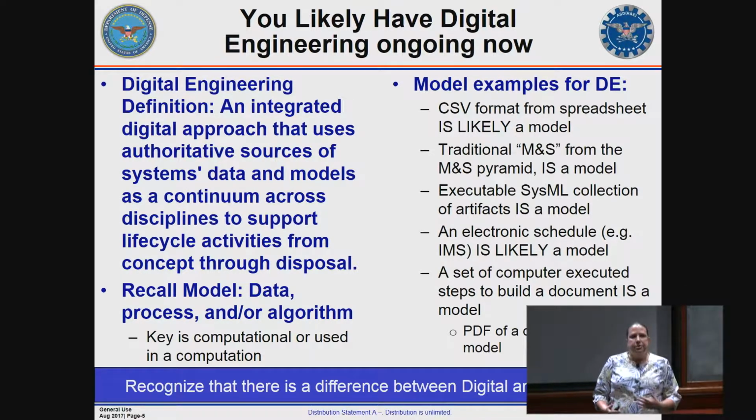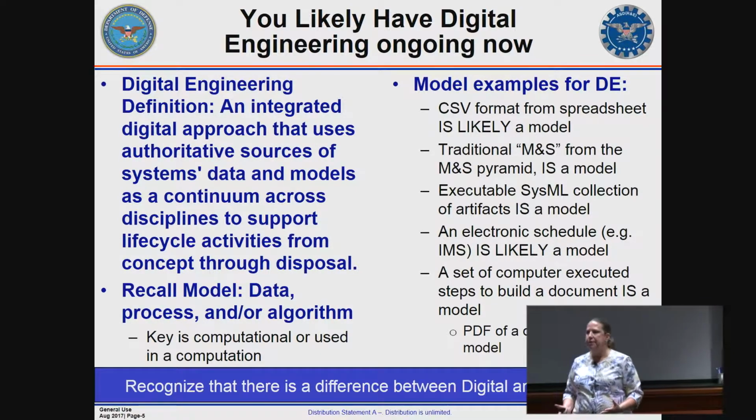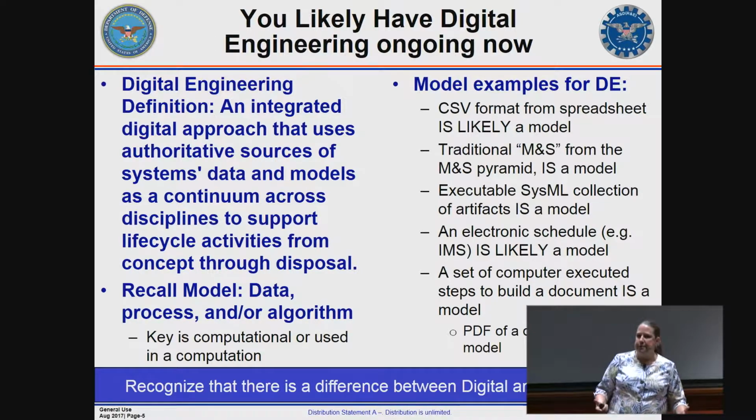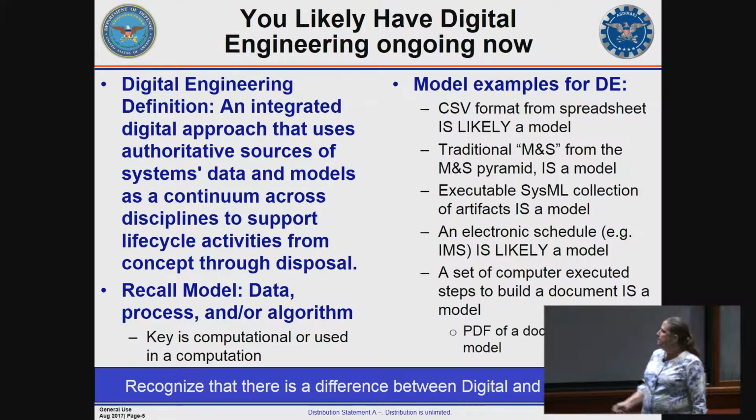But now we can start to use these digits, these tables, these processes and algorithms as a technical means of communication. F equals MA is F equals MA. It's a truth. It doesn't change whether you look at it from a cost perspective or from an engineering perspective. So we really want to get to these fundamental sources of truth. The key is computation or used in a computation. If you have a CSV file, if you've done anything on an Excel spreadsheet, you have a model.